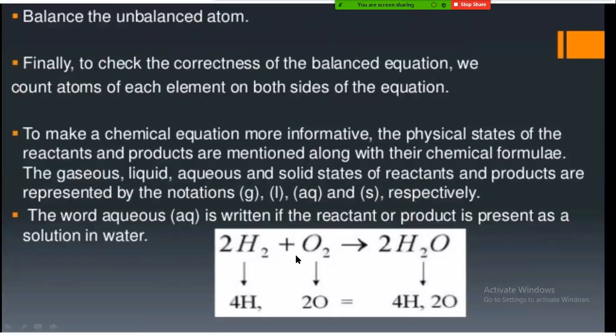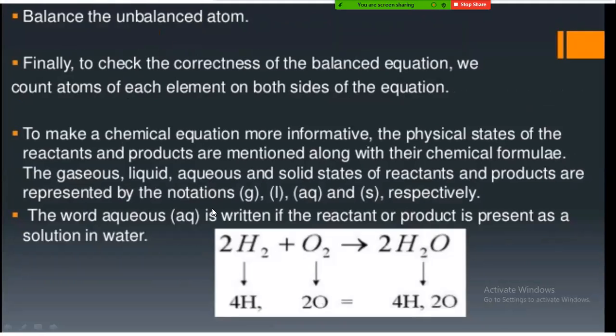Look at this example. Hydrogen plus oxygen gives you water. So in this case, how will you balance it? Balance the unbalanced atoms. Finally, to check the correctness of the balanced equation, we count atoms of each element on both sides of the equation.